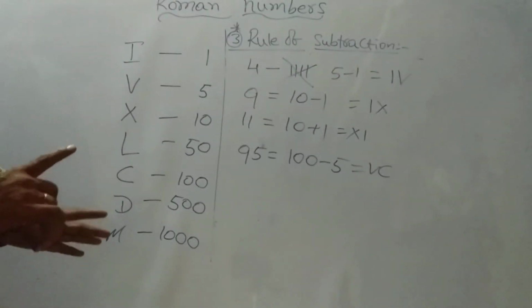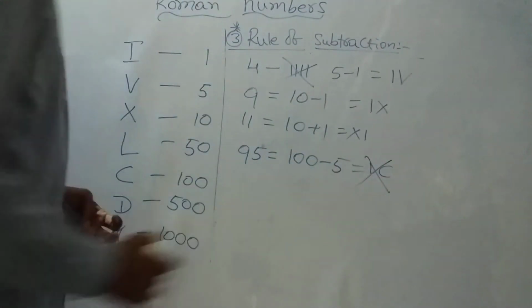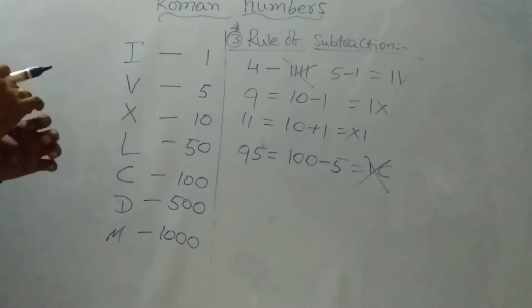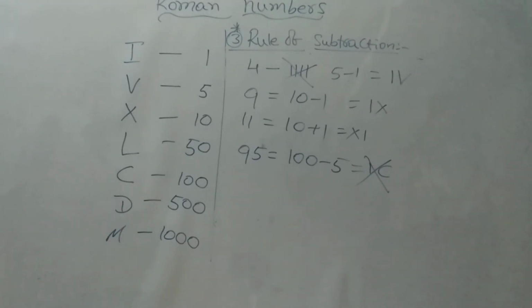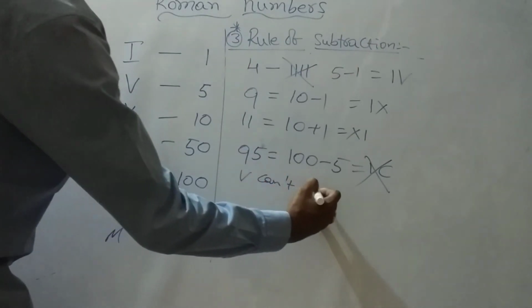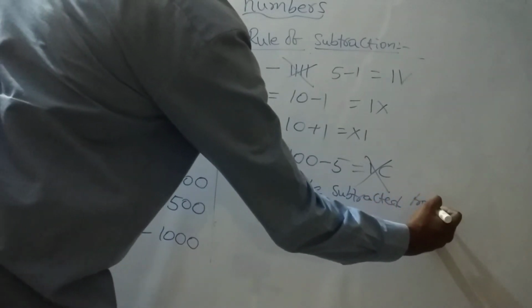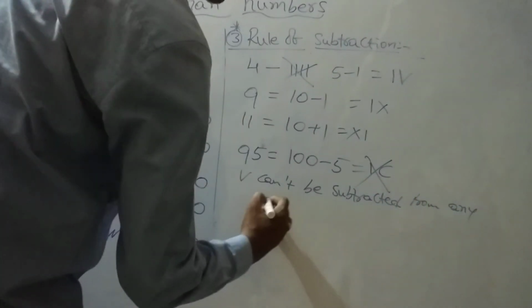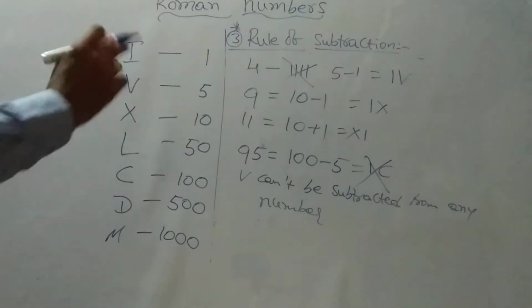But it is wrong. It is wrong notation because V cannot be subtracted from any Roman numeral. V cannot be subtracted from any number.